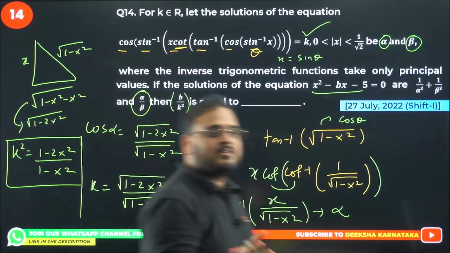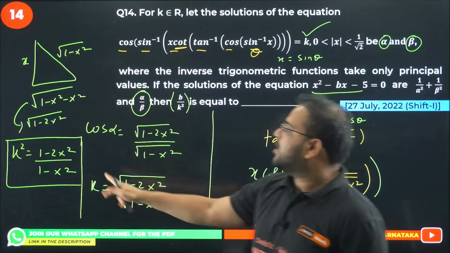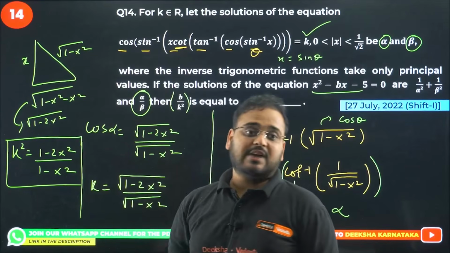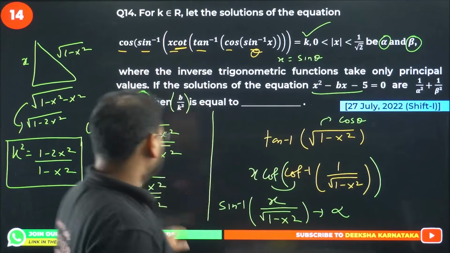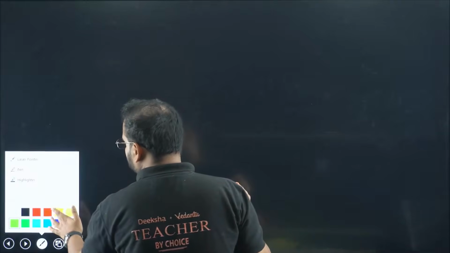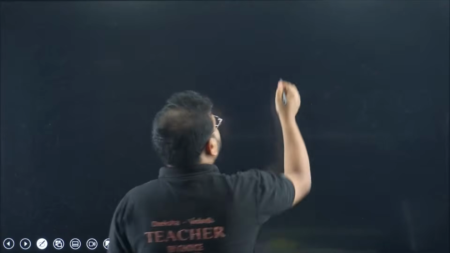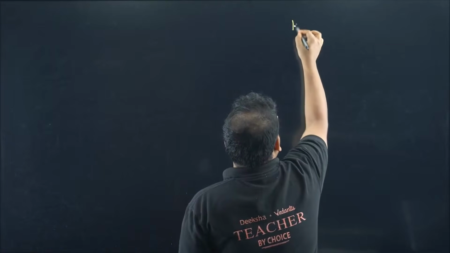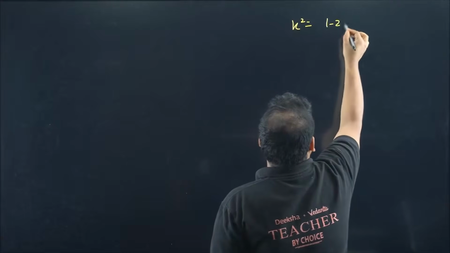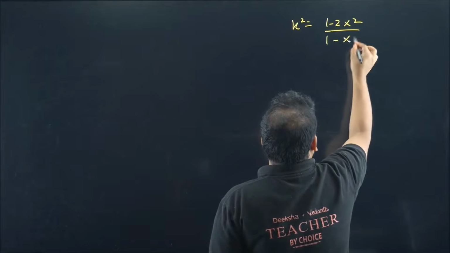It's not done yet, I'm just giving you the value of k square from here: 1 minus 2x square upon 1 minus x square. I have to find the value of x square actually, because that's going to be the roots or the solution of the given equation. So I was getting k square equals 1 minus 2x square upon 1 minus x square, cross multiply.